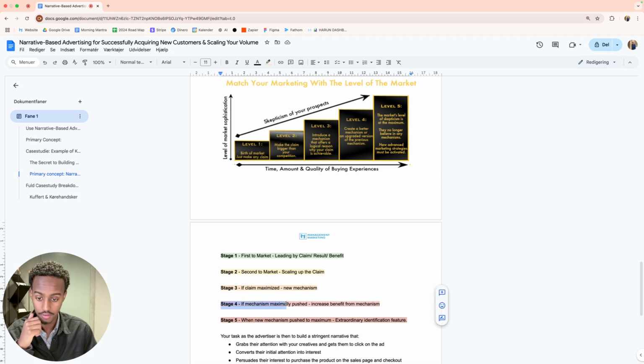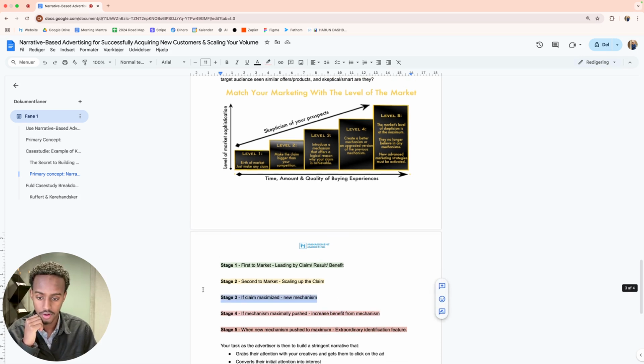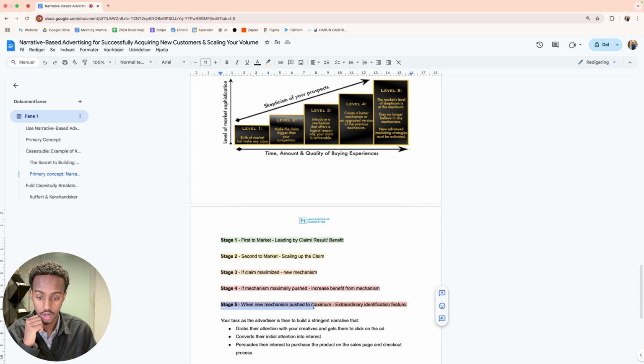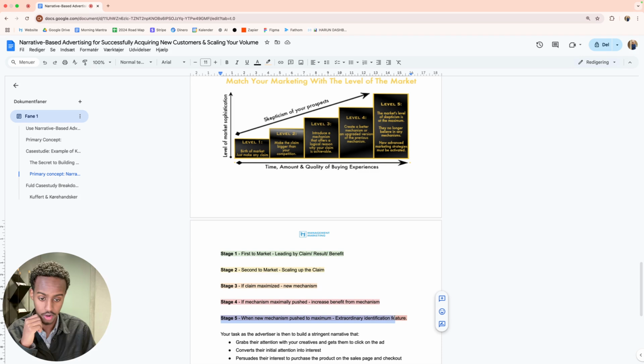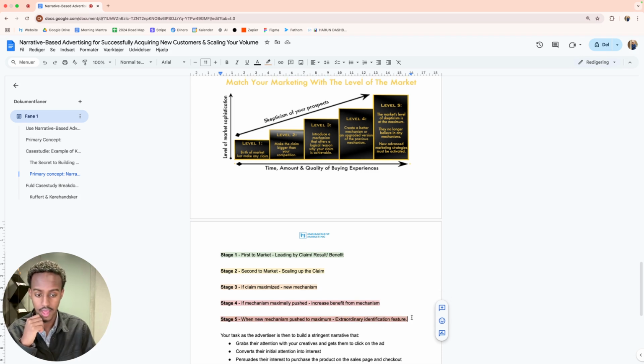Stage four, if the mechanism has been pushed, you essentially need to take that mechanism and increase the benefits of that mechanism that have been introduced at stage number three. And stage number five, when a new mechanism has been pushed to maximum, you need extraordinary identification features. And that could be that you as an advertiser identify with the individuals themselves.